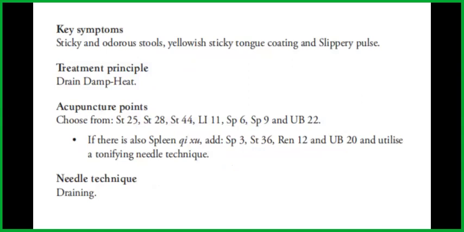The treatment principle is to drain damp heat. The acupuncture points to choose from are Stomach 25, Stomach 28, Stomach 44, LI11, Spleen 6, Spleen 9, and UB22. If there is also spleen qi deficiency, add Spleen 3, Stomach 36, REN 12, and UB20, and utilize the tonifying needle technique. And the needle technique is draining.